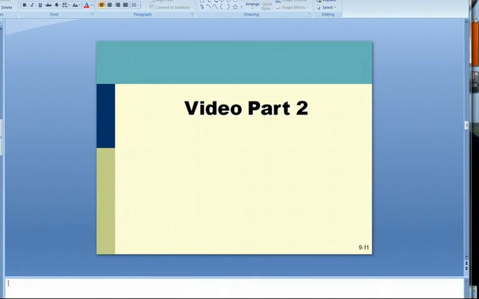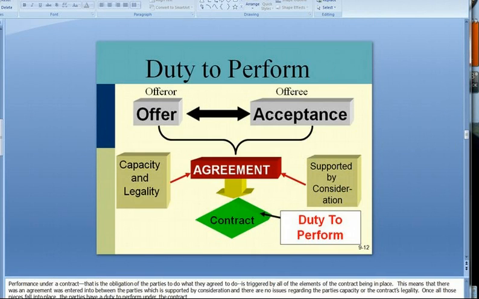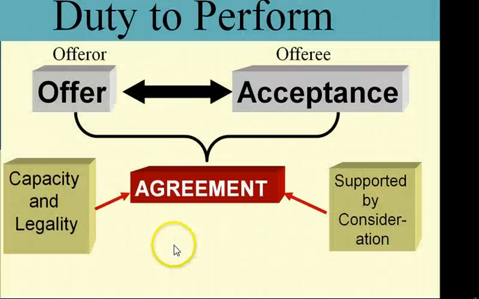Okay, we're going to finish up this week looking at Part B on the video as we look at Chapter 9 on enforceability. Remember, we have a duty to perform after there is a contract. You have an offer, you have an acceptance. That forms the agreement of the contract. The agreement is not enough by itself. It must be supported by consideration. If there's no consideration, there's no contract.